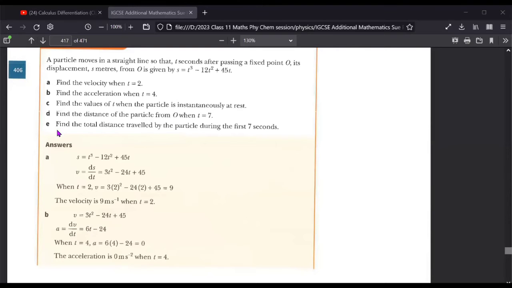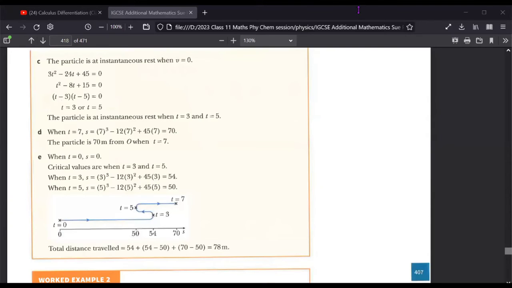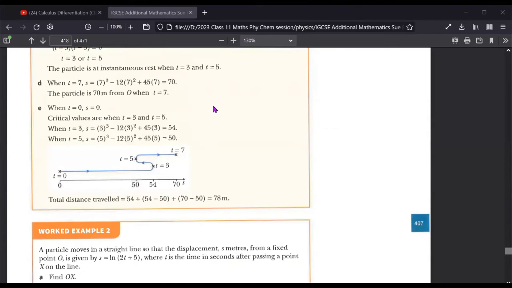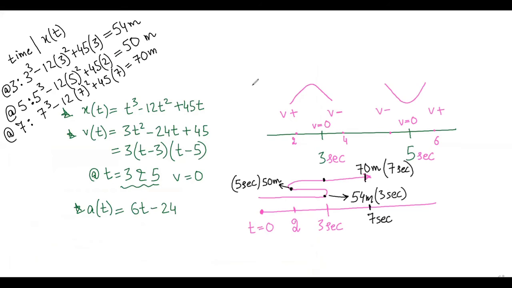So basically when we look at this part, E, find the total distance traveled by the particle during the first 7 seconds. Now this is where our knowledge of maxima, minima and the positive negative sign will start making sense to us, and we will be able to understand how these things are helping us. So this is my displacement function. Avantika, are we clear?